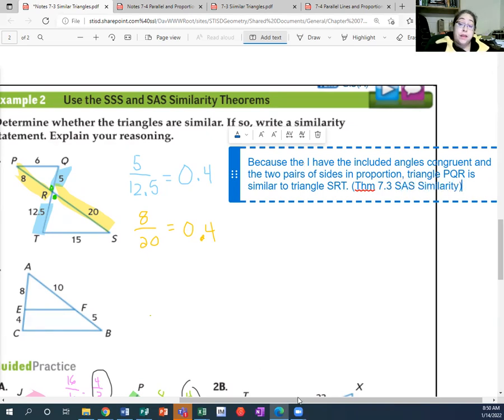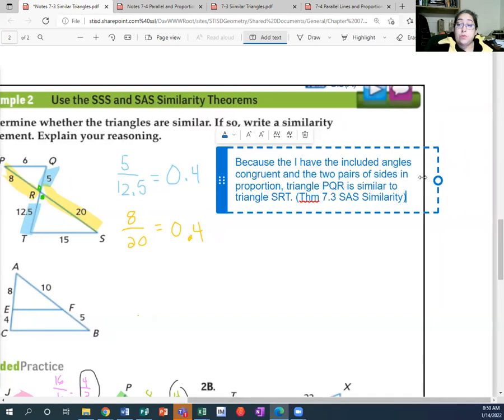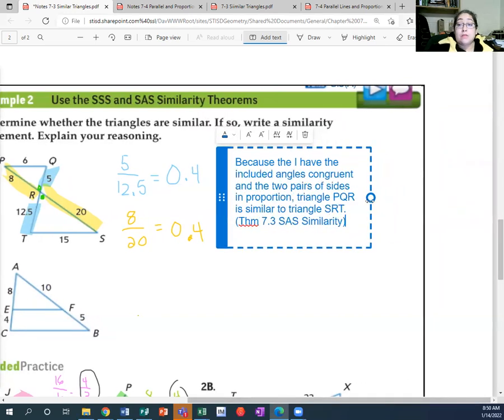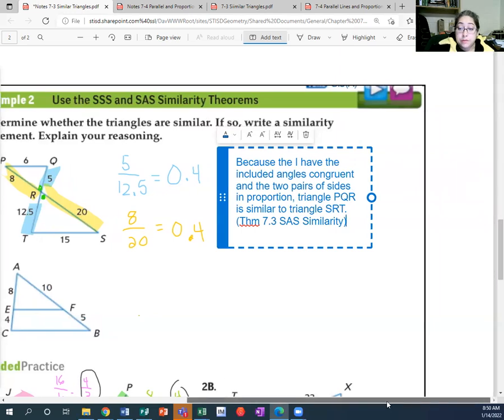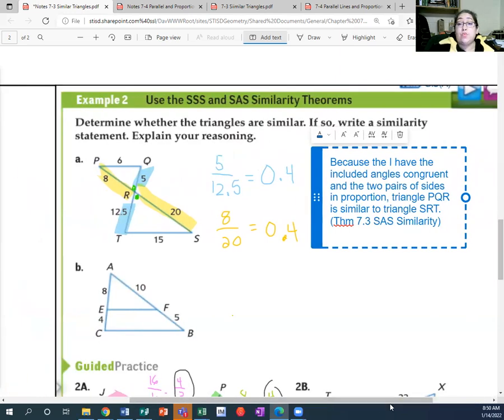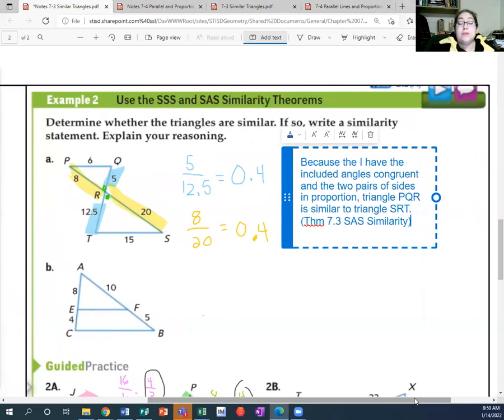I do recommend when you're doing these practice problems on the homework that you write out the theorem number and the theorem name. You write out the reason why you're using those theorems, because that's your practice to knowing how to apply these theorems, especially if I hand you a proof and I say, prove these triangles are similar.